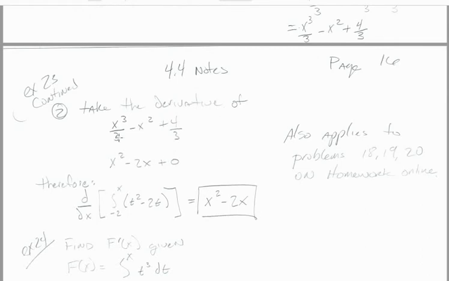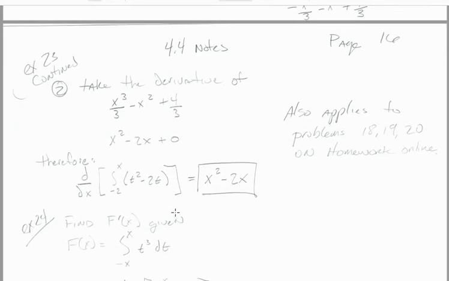So now we're going to take the derivative of x cubed over 3 minus x squared plus 4/3. When we do that, we end up getting x squared minus 2x plus 0. So, what really happened there?